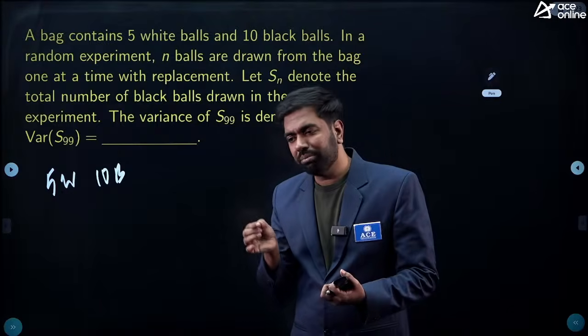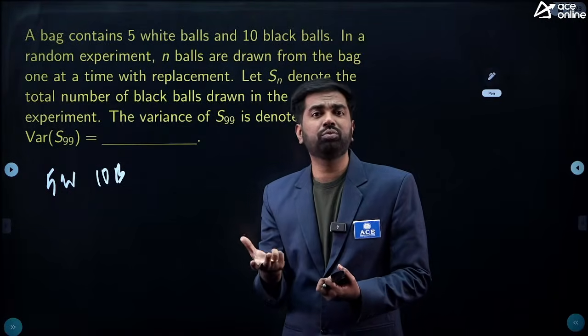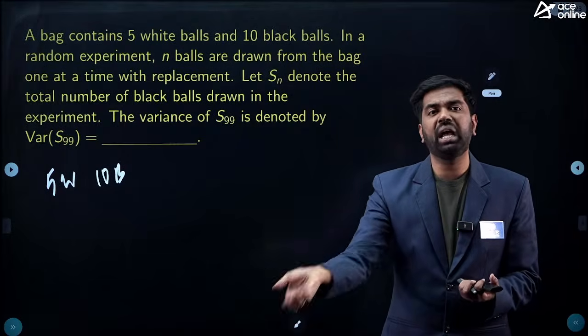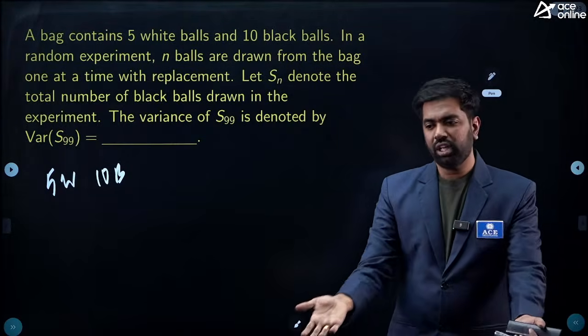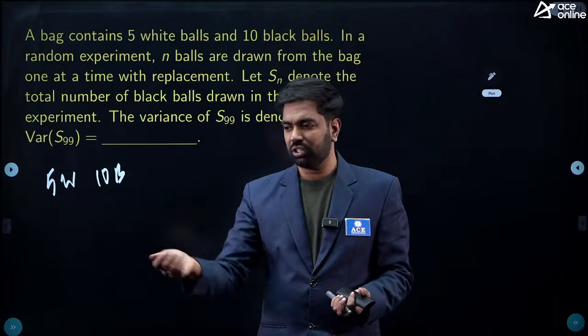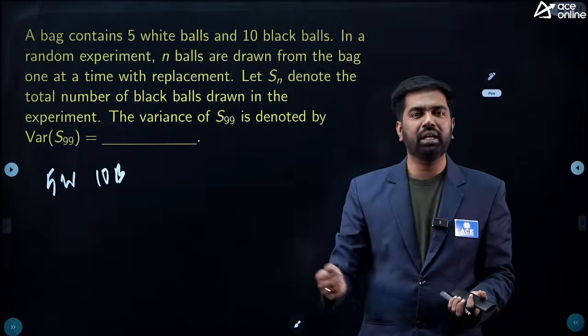That means you draw one object, you will notice what kind of object it is, what color it is. You will put it again in the bag. So if there are n objects in the beginning, after the first draw again there are n objects, because after you draw you are again placing it in the bag.